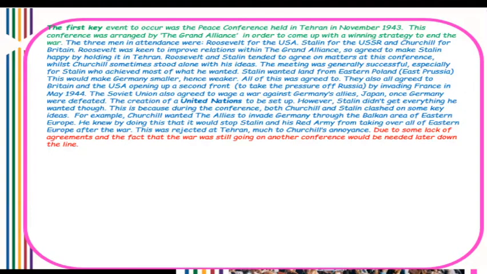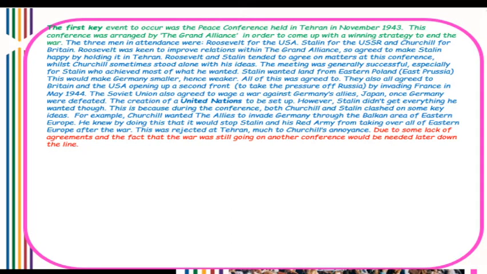This is because during the conference, both Churchill and Stalin clashed on some key ideas. For example, Churchill wanted the Allies to invade Germany through the Balkan area of Eastern Europe. He knew by doing this that he would stop Stalin and his Red Army from taking over all of Eastern Europe after the war. This was rejected at Tehran, much to Churchill's annoyance.